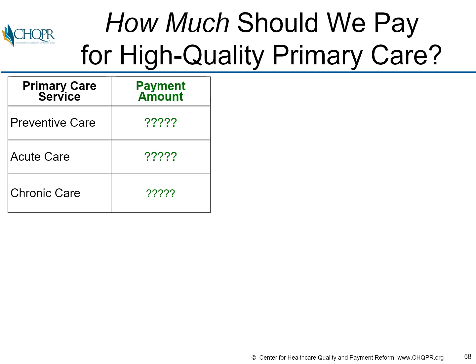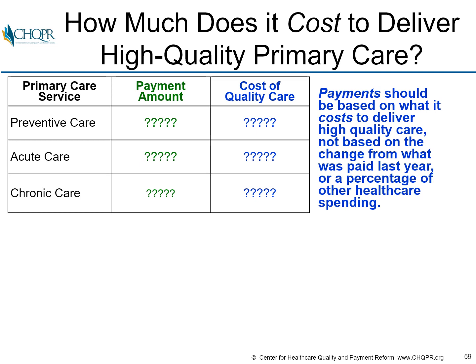It is clear from the earlier analysis that payments need to be bigger than they are today. But exactly how much should we pay a primary care practice for preventive care, acute care, and chronic disease care? The answer is that the payment amount should be based on what it actually costs to deliver those services in a high-quality way. It's not enough to say that we're spending more on primary care than in the past, or that a certain percentage of healthcare spending is going to primary care. What matters is whether the payments are adequate to cover the cost the primary care practice incurs in delivering high-quality care to its patients. So how much does it cost to deliver high-quality primary care?